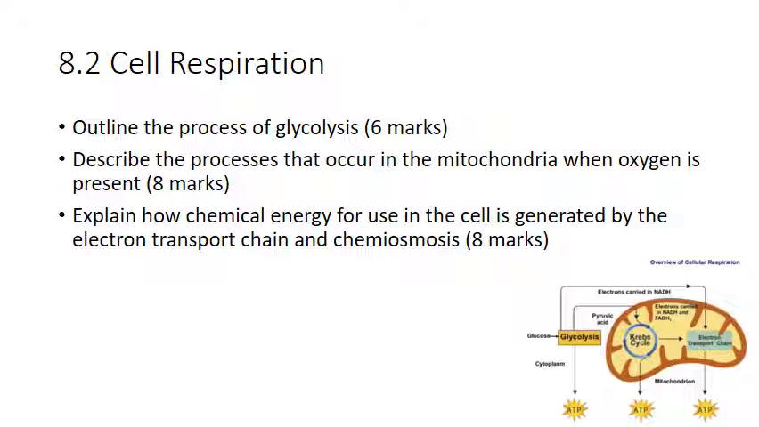Okay, chapter 8.2 is all about cell respiration. So here are some big mark questions that we want to make sure we're able to answer by the end. Outlining the process of glycolysis, you're going to see this command term a lot from this chapter just because there are so many processes, and outline lends itself well to knowing what the steps are. Describing the processes that occur in the mitochondria when oxygen is present. That sounds a little tricky. And then explaining how chemical energy is generated by the electron transport chain and chemiosmosis.